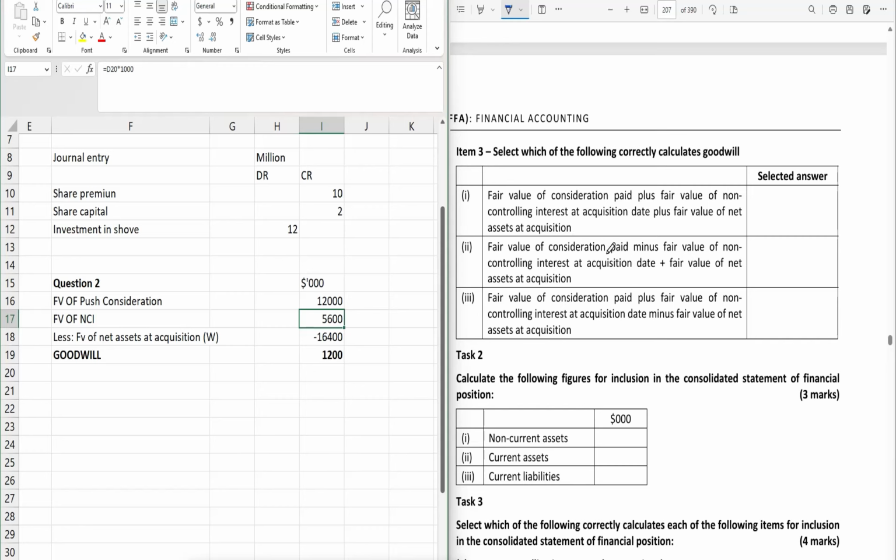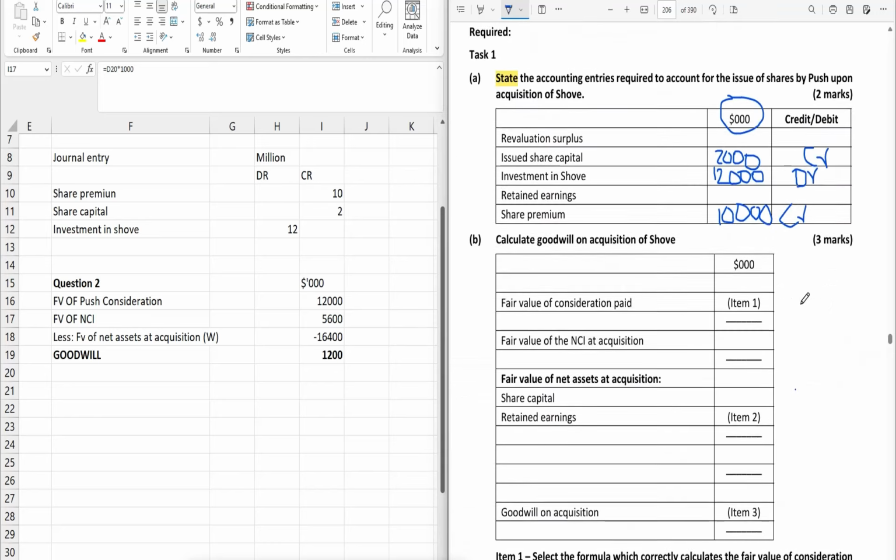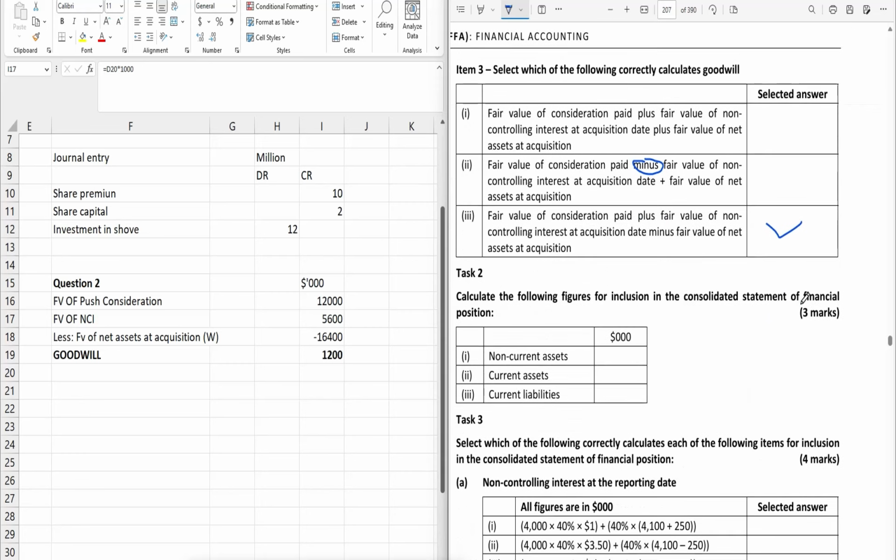Fair value of consideration paid minus fair value of NCI. So it won't be minus, it will be plus, because we will add the fair value of both the parent and the NCI, and then we will subtract the net asset. So it's also incorrect. Fair value of consideration paid plus fair value of NCI at acquisition date minus fair value of net asset at acquisition. Yes, this one is correct, which explains correctly how to calculate the goodwill. So this is for task 1. Let's move to task 2.